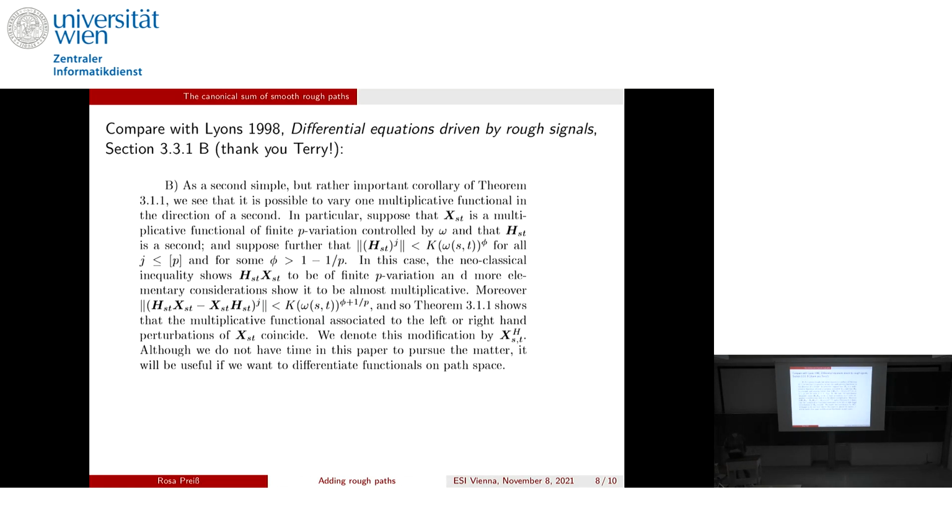Well, this is where I have to thank Terry, because when we talked about my PhD thesis, he pointed me to this little paragraph in his old paper and said, well, I think this has something to do with your renormalization of rough paths. And we discussed a bit about it, and so that's where really the idea of this adding rough paths came from, because here now you have kind of the same thing, just that the setting is a bit different.